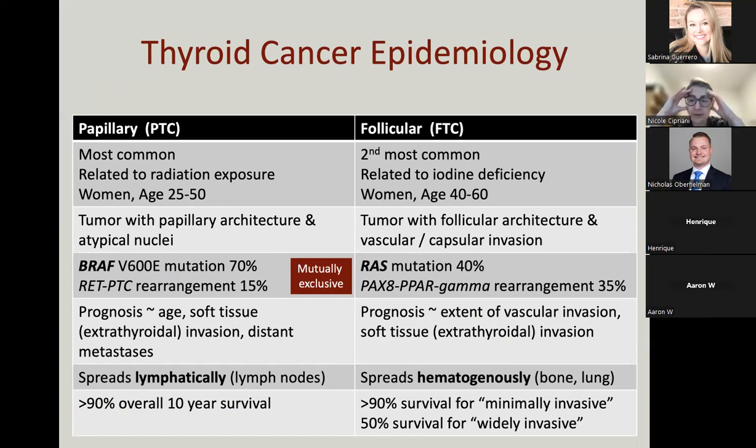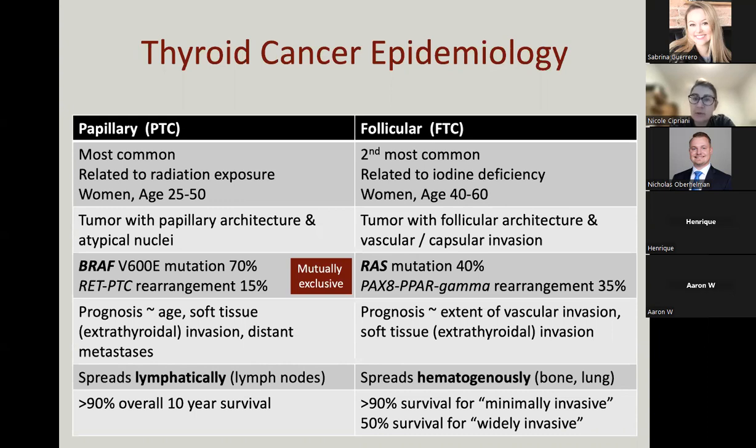So as a reminder of the epidemiology and molecular genetics of papillary versus follicular carcinoma, we see here papillary is by far the most common. Both tend to be more prevalent in young to middle-aged women, potentially related to either radiation exposure or iodine deficiency, depending on what part of the world you're in, but you can see both of these sporadically, certainly.